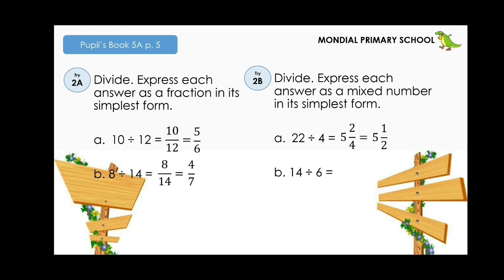We can write the remainder as 2/6 or 2 out of 6. And then we simplify it into 1 out of 3. So the answer is 2 1 out of 3. Do you understand so far?